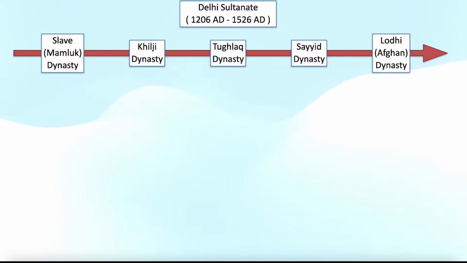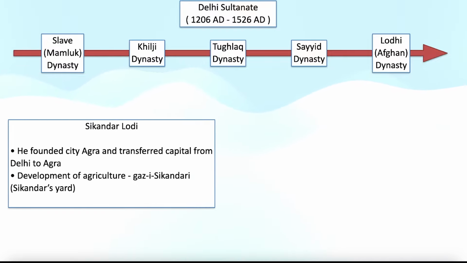Later on, you will get to see Lodhis. Lodhis are also termed as Afghans. So Lodhis will now establish their own dynasty. This Lodhi dynasty is also called the Afghan dynasty amongst the Delhi Sultanate. Why? Because all the previous dynasties were of Turkish origin. Now, the first king was Sikandar Lodhi.